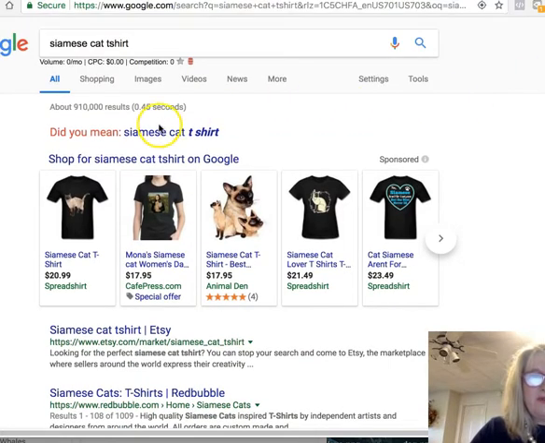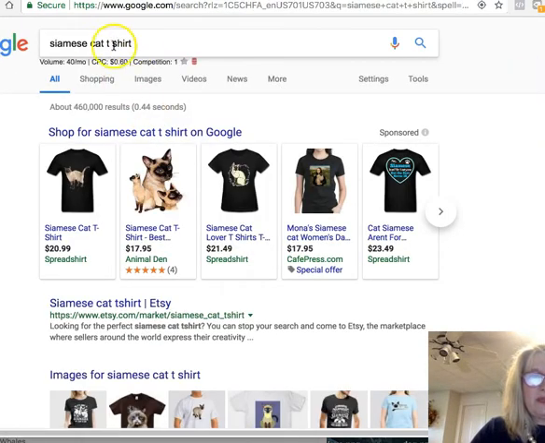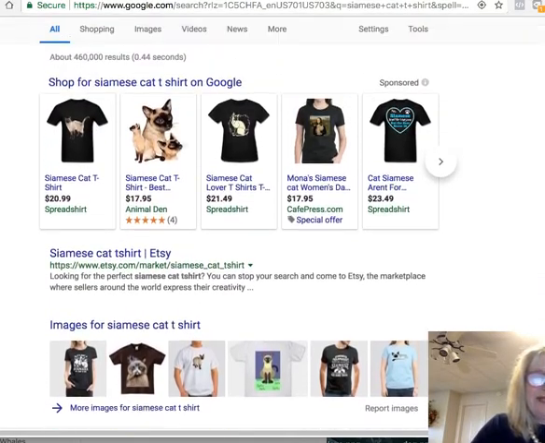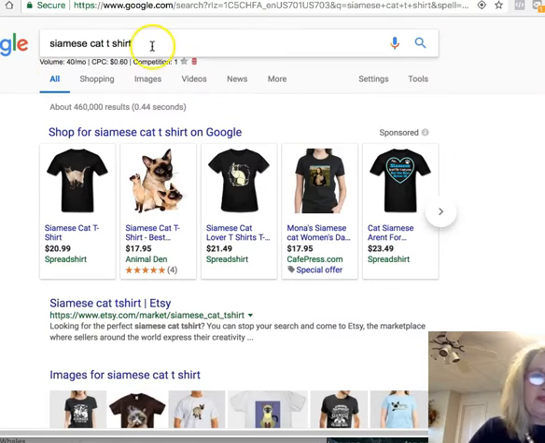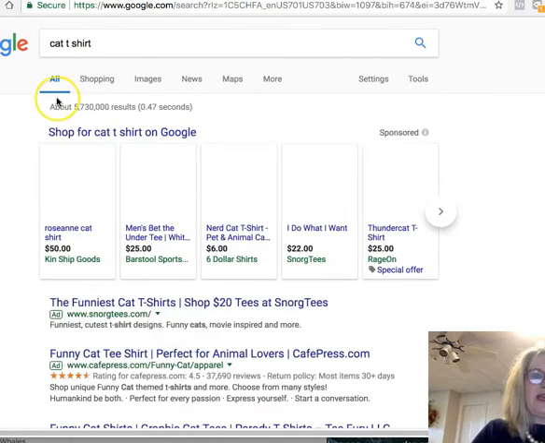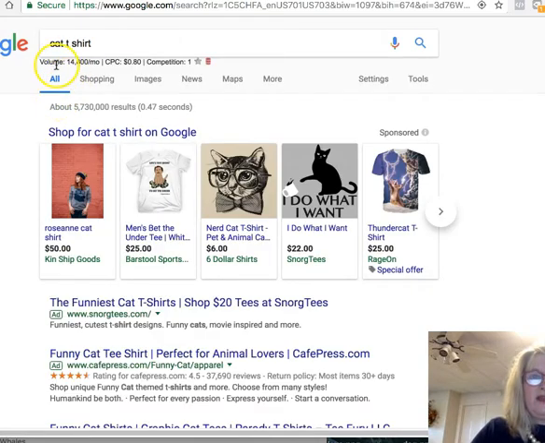Right here it says, do you mean, it's spelled a little bit differently with a space between the T and the shirt. So there are actually more people on Google itself. There's 40 people a month looking for a Siamese cat t-shirt, because if you did cat t-shirt, you could see that the competition is super high. 14,800 people a month are looking for a cat t-shirt, but you've got a lot of people to compete with.